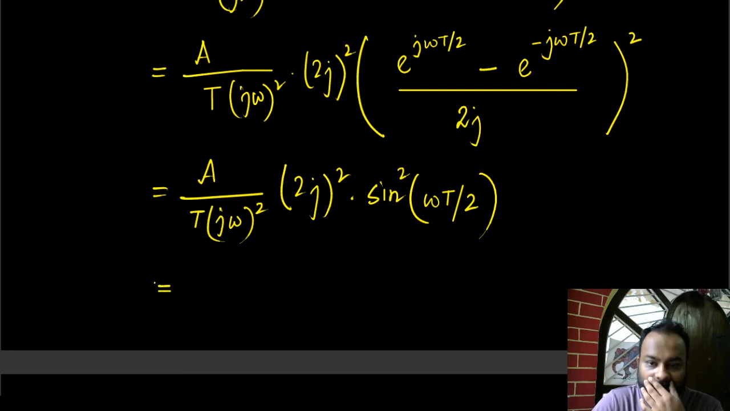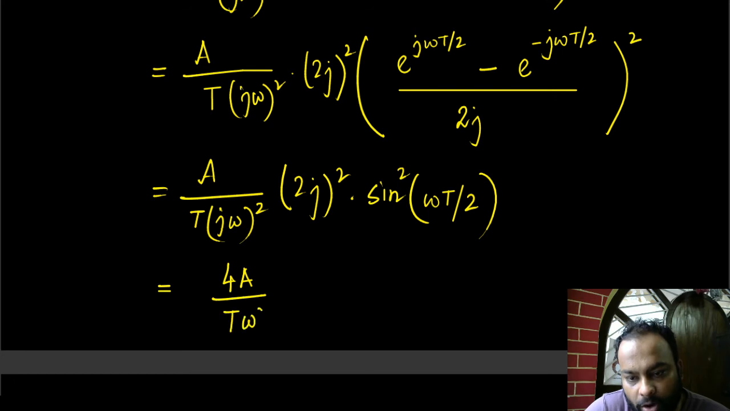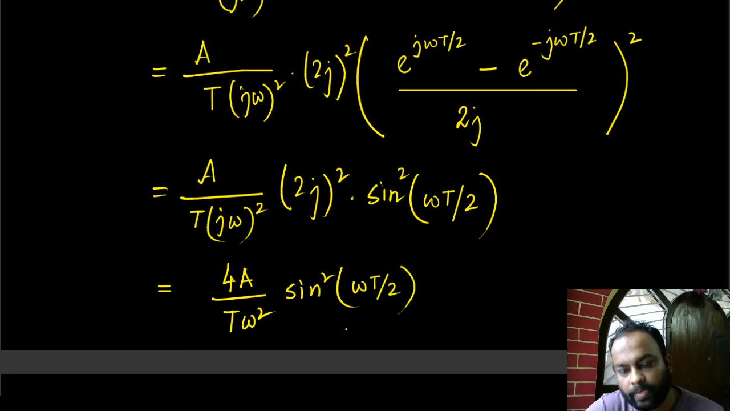Right. So now let's simplify things. I have j square which is -1, I have another j square which is -1, those cancel out, and I have 4a by t omega square, sine square omega t by 2.